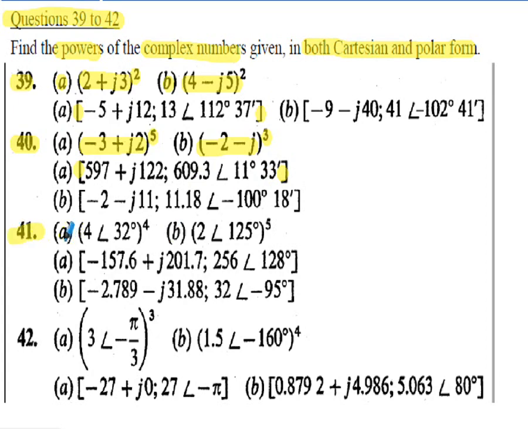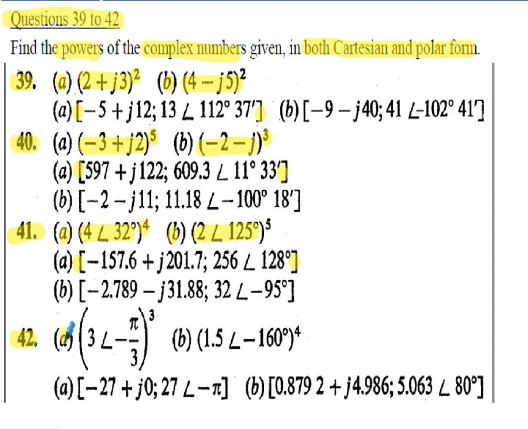Question 41 part A has a complex number in polar form that's raised to the power of 4. So using DeMoivre's theorem immediately we could work out the solution in polar form and convert to Cartesian form, and the same approach applies to part B. Again, the answers are in the square brackets.